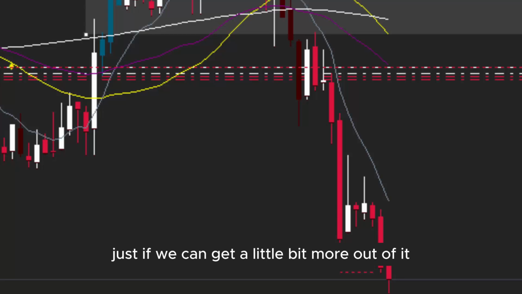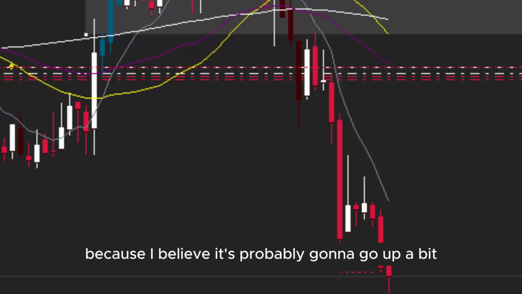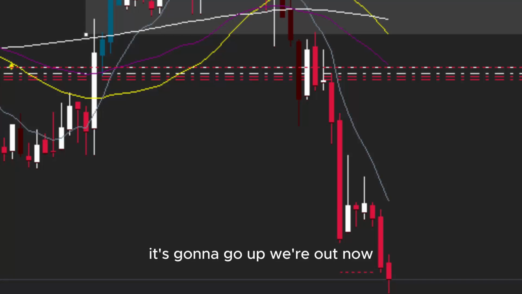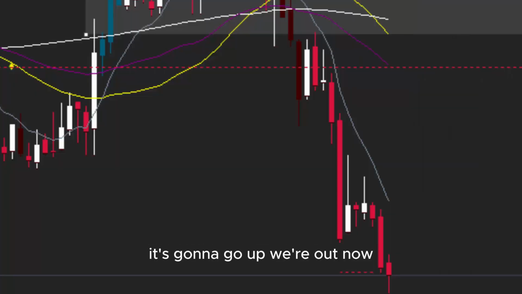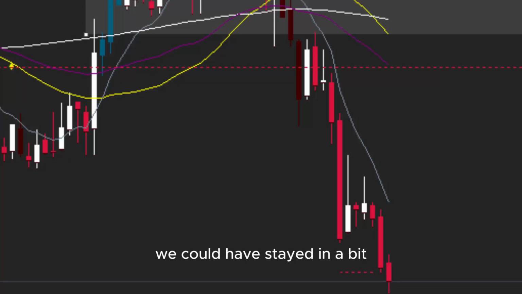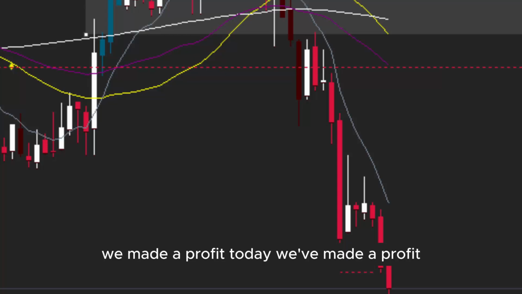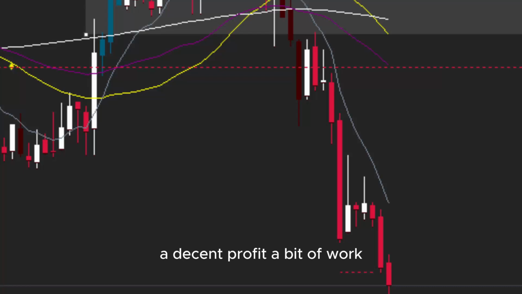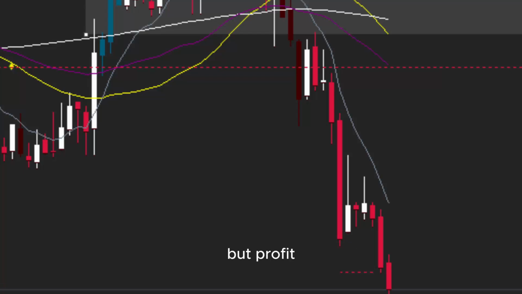Just if we can get a little bit more out of it, because I believe it's probably going to go up a bit. We're out now. That was rough, but we've actually done pretty well today. We could have stayed in a bit, but I do not know what it's going to do now. All in all, we made a profit today, a decent profit, a bit of work, but profit.